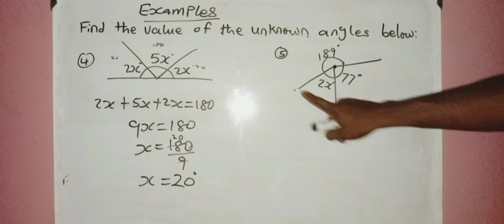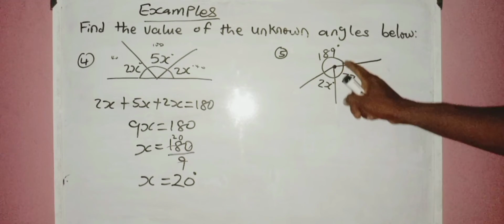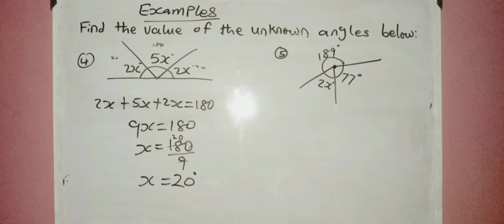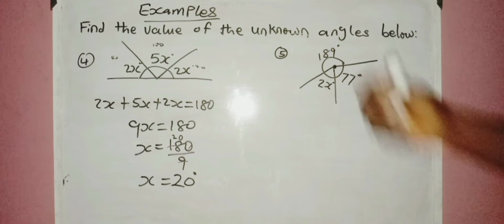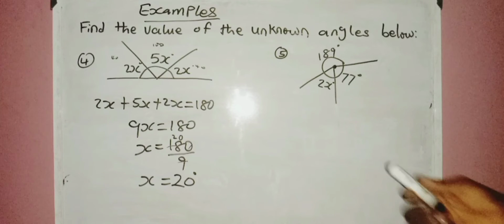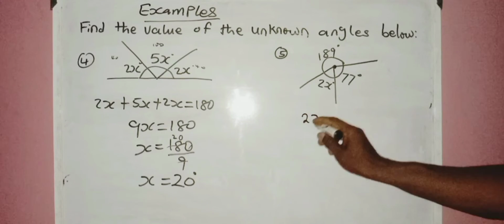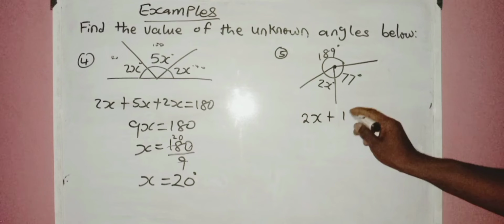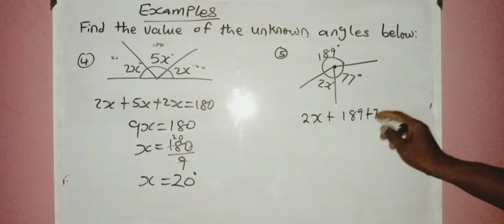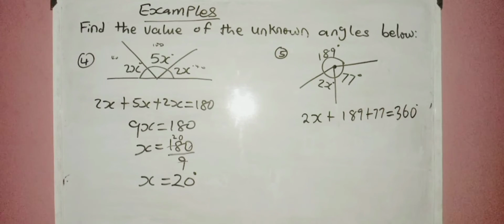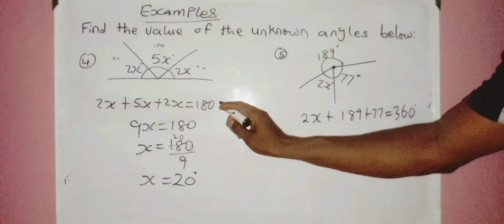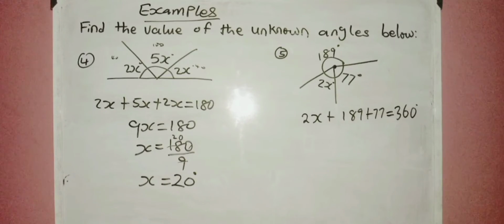What type of angle is this? This is angle at a point, an angle that makes a complete circle. And we say that angle at a point is equal to 360 degrees. That is to say, when we add everything that we have here, all of it adds up to 360 degrees. So that will now be 2x plus 189 plus 77 all equal to what? 360 degrees. You know our reason? Remember, the previous one was angle on a straight line. This one, the reason is angle at a point, which is equal to what?